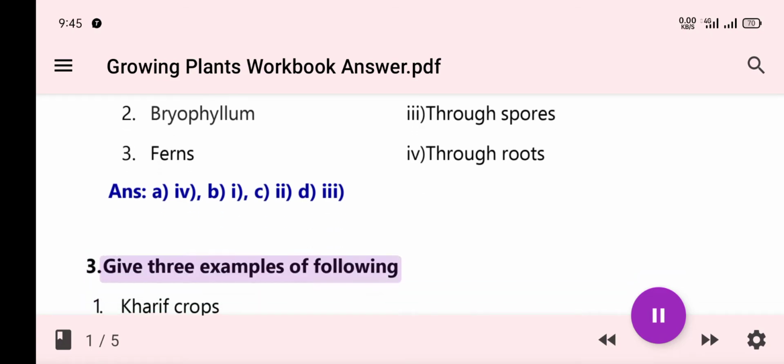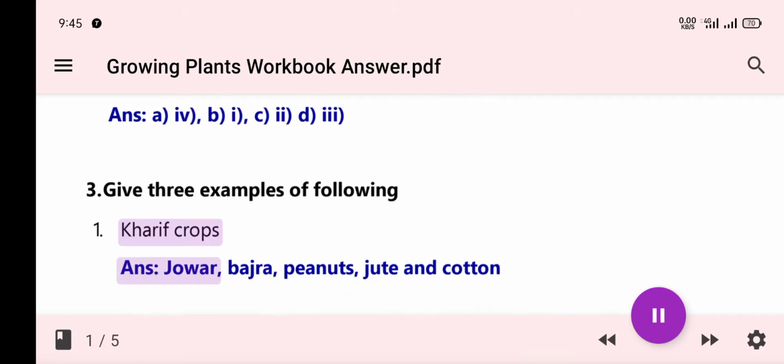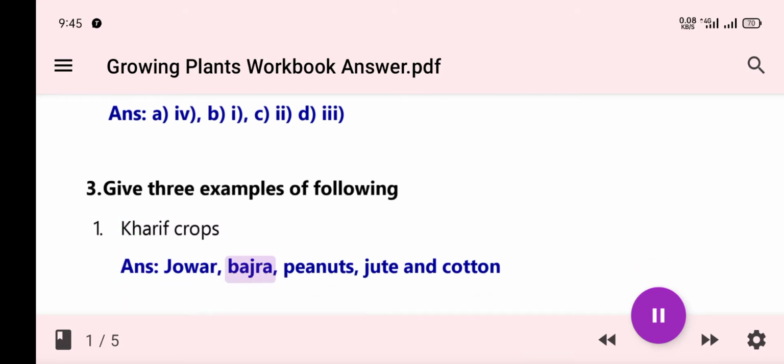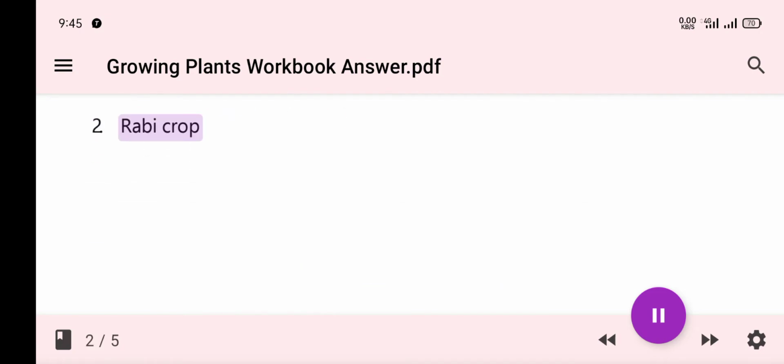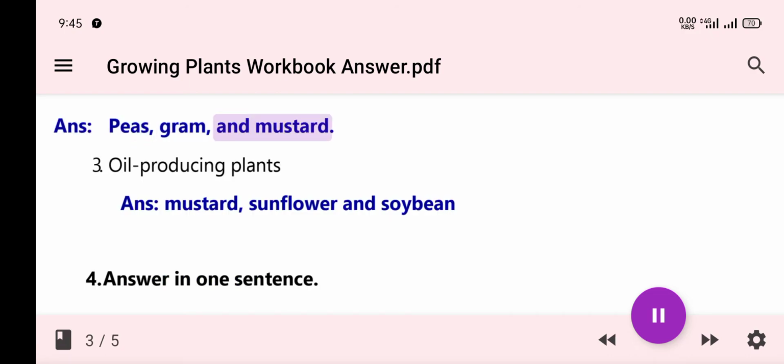3. Give 3 examples of the following. 1. Kharif crops. Ans. Jawar, bajra, peanuts, jute and cotton. 2. Rabi crops. Ans. Wheat, peas, gram and mustard. 3. Oil producing plants. Ans. Mustard, sunflower and soybean.